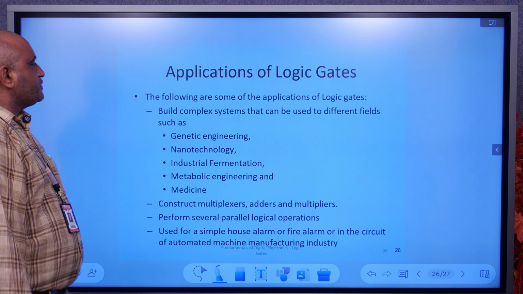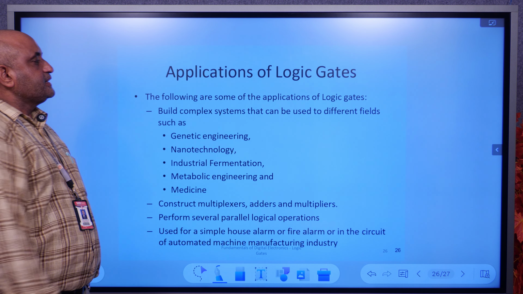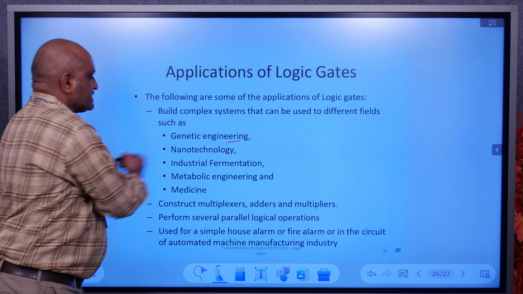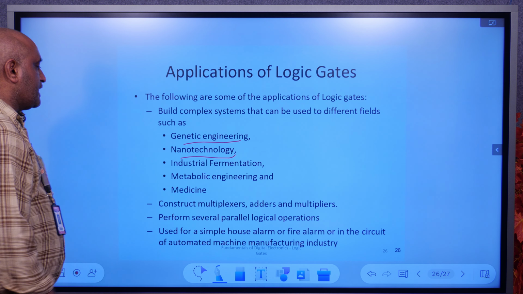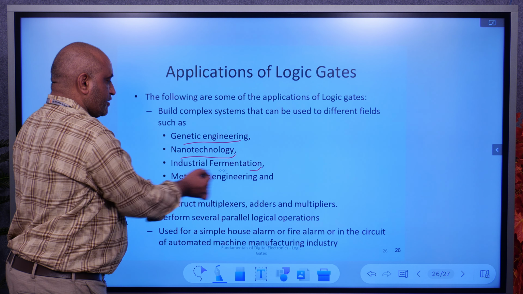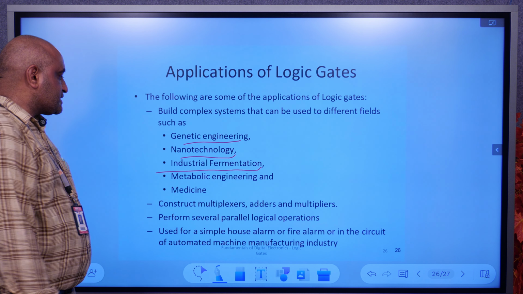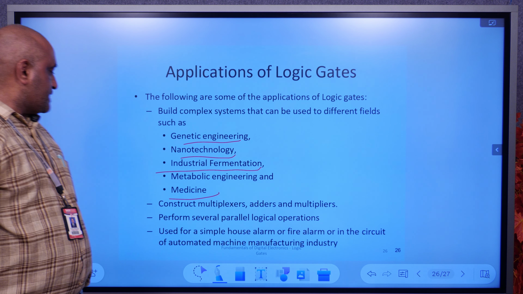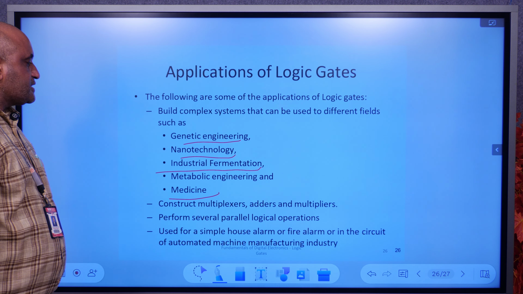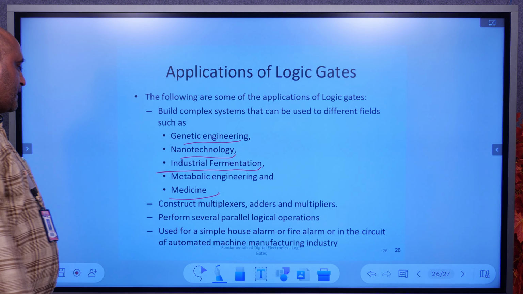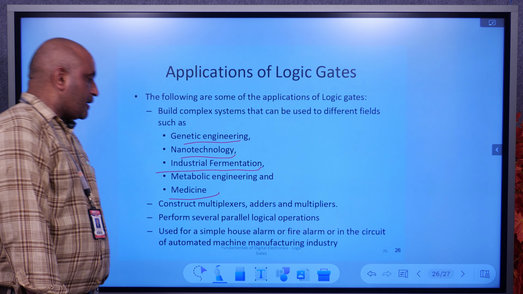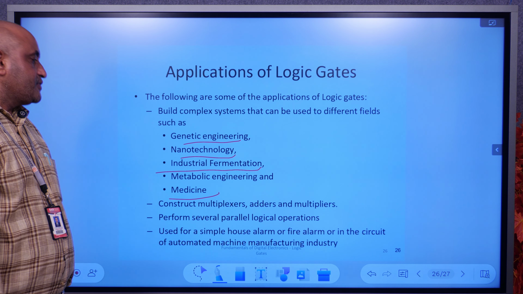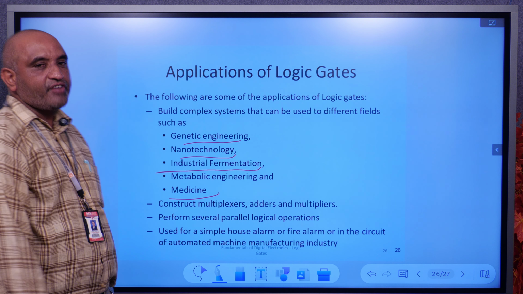These are the main applications of logic gates: building complex systems used in different fields such as genetic engineering, nanotechnology, industrial fermentation, metabolic engineering and medicine. They can also be used as multiplexers, adders and multipliers, performing several parallel logical operations. They are used in simple house alarms or fire alarms in circuits, and in automatic machines in manufacturing industry.